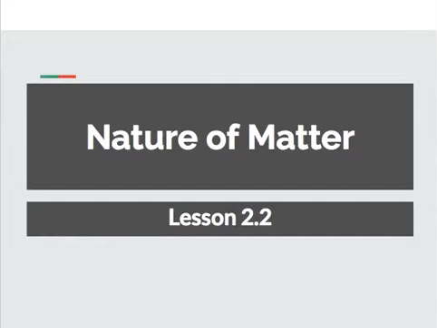Welcome to Lesson 2.2, Nature of Matter. Again, as we go through this lesson, make sure to fill in your notes and write down your vocabulary.